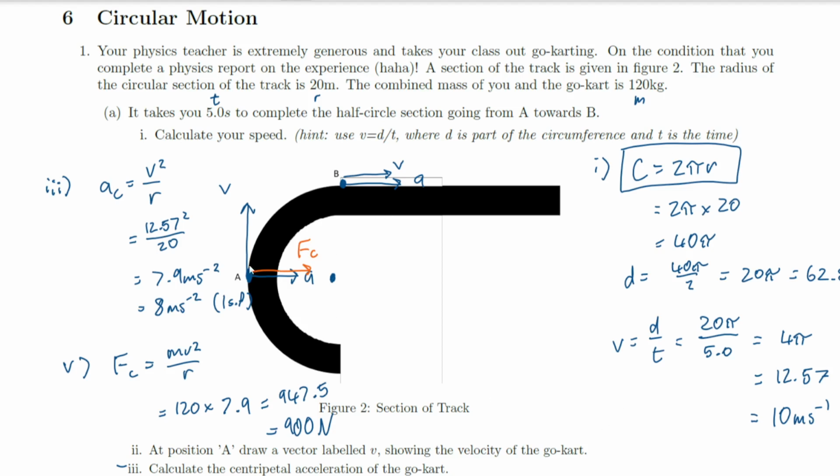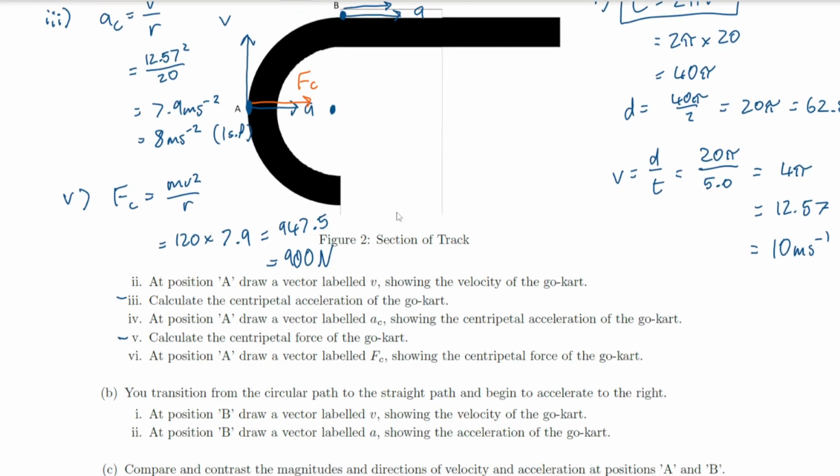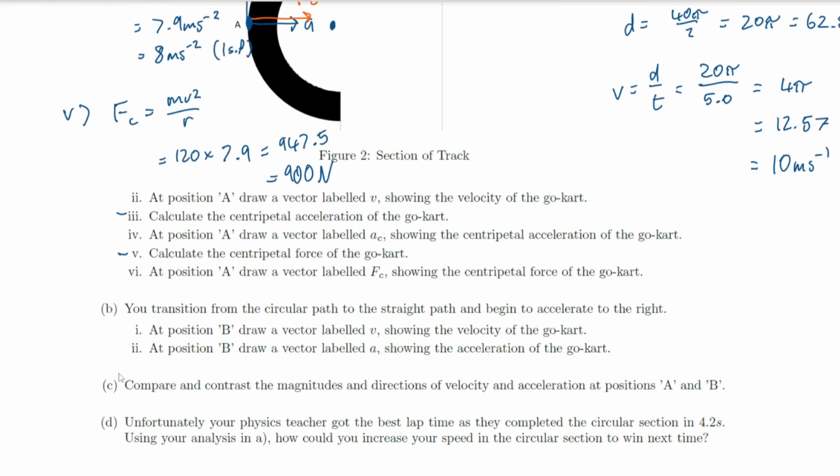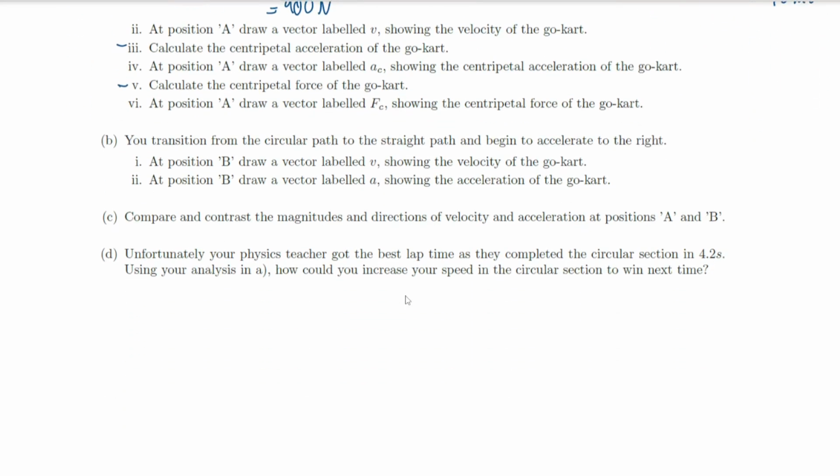Notice how that's different to the circular part of the track, where velocity and acceleration were perpendicular. In the straight part of the track, they are parallel. And that's actually leading us nicely to part C. Compare and contrast the magnitudes and the directions of velocity and acceleration at the two positions.